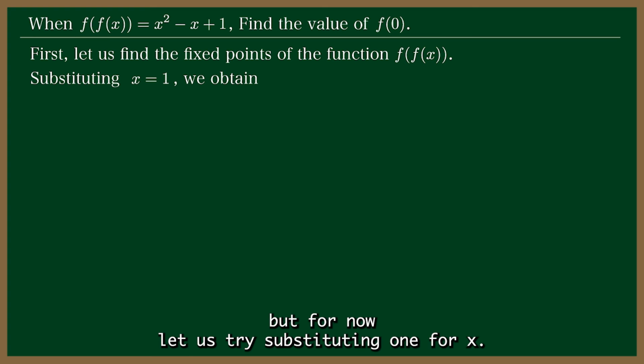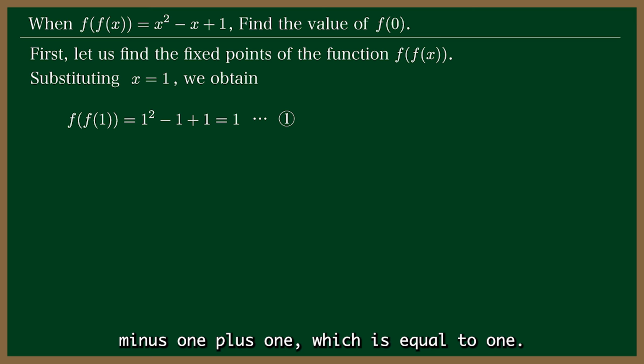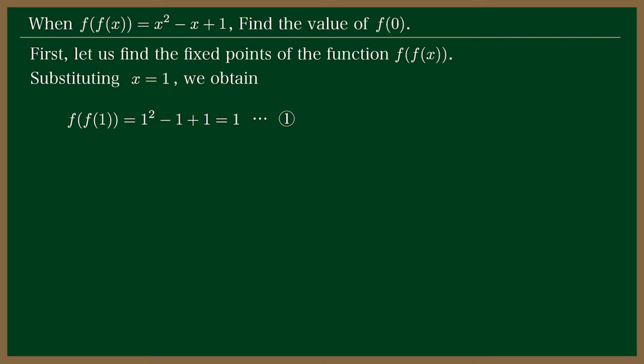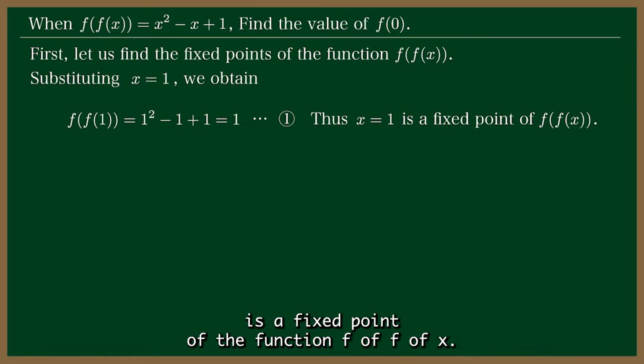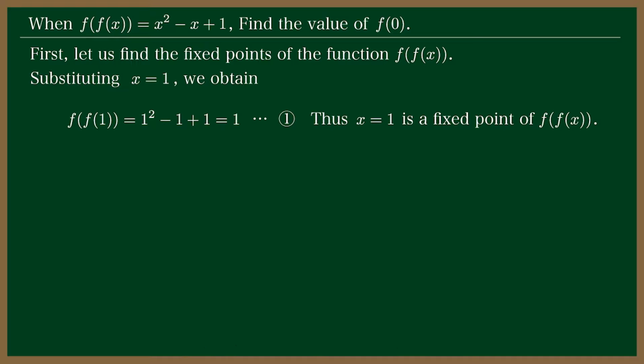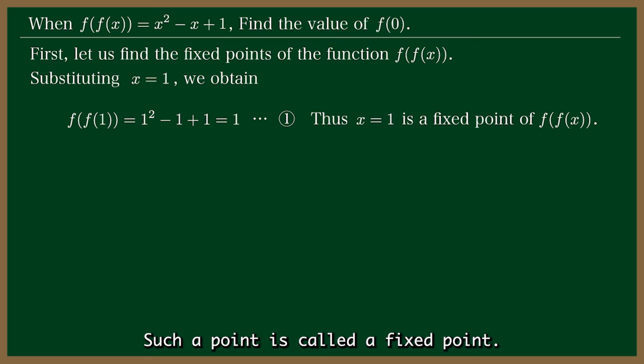But for now, let us try substituting 1 for x. Then we obtain f(f(1)) equals 1 squared minus 1 plus 1, which is equal to 1. Let us call this result statement 1. This result means that x equals 1 is a fixed point of the function f(f(x)). When we substitute 1 for x, the value of f(f(x)) is also 1. In other words, 1 is a point that does not move under the function f(f(x)). Such a point is called a fixed point.